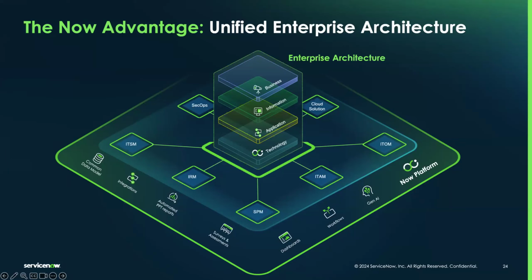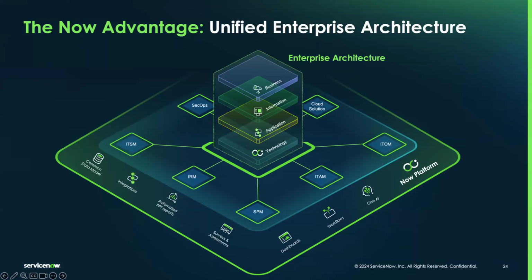Enterprise architects enable organizations to optimize their architecture through these 4 layers that are aligned to TOGAF. And TOGAF is a widely used architecture framework. And the 4 layers that we present within our ServiceNow enterprise architecture are business layer, information layer, application layer, and technology layer.